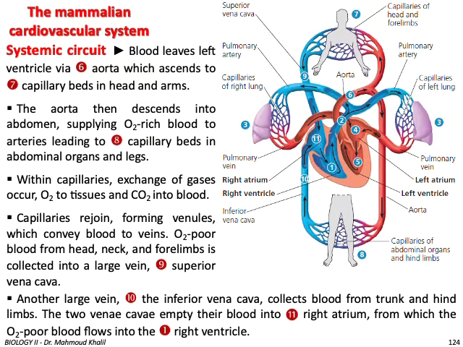The oxygen-poor blood from the head, neck, and forelimbs is collected via a large vein which is called the superior vena cava. There is another large vein, the inferior vena cava, which collects the blood from the trunk and the hind limbs. The two vena cavae empty their blood into the right atrium, from which the O2-poor blood flows again into the right ventricle to start another pulmonary circuit.